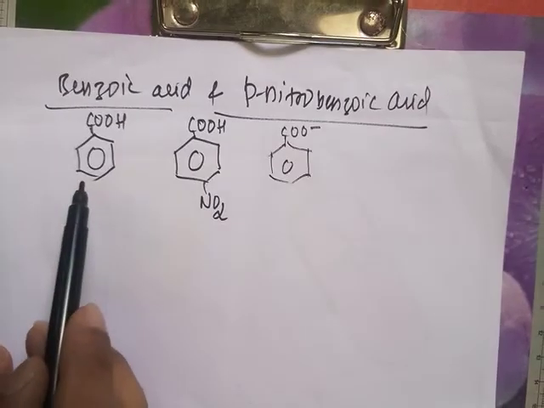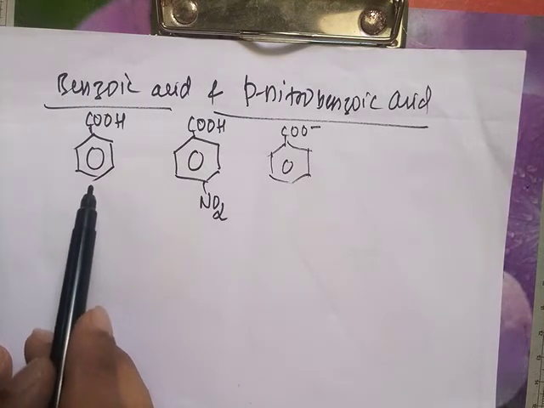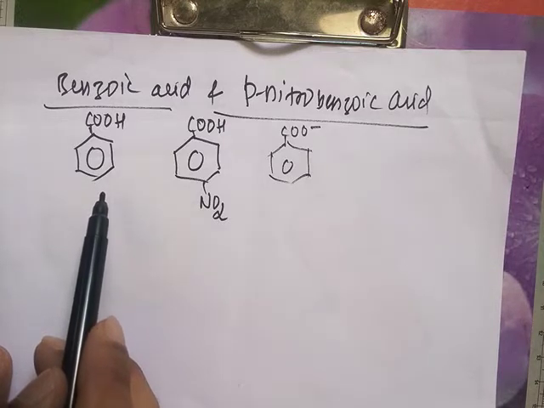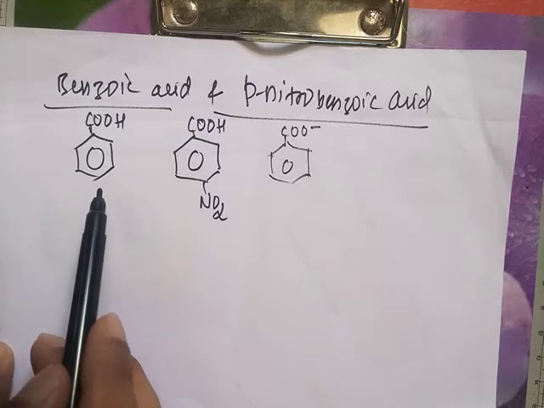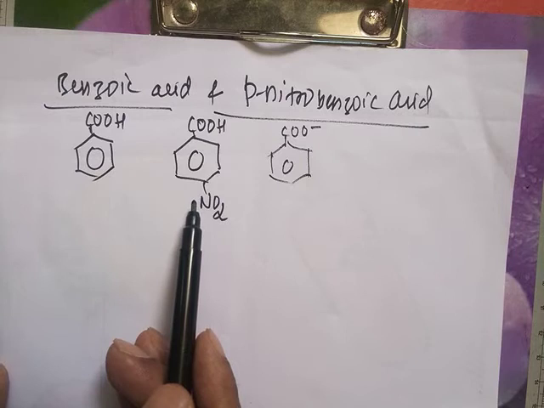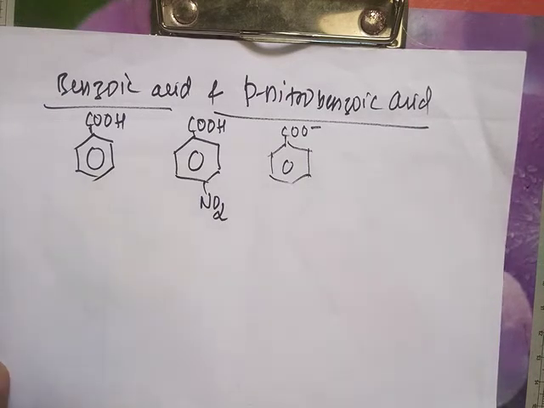Whereas in benzoic acid, there is no electron withdrawing group present. Therefore, para-nitrobenzoic acid is a stronger acid than benzoic acid.